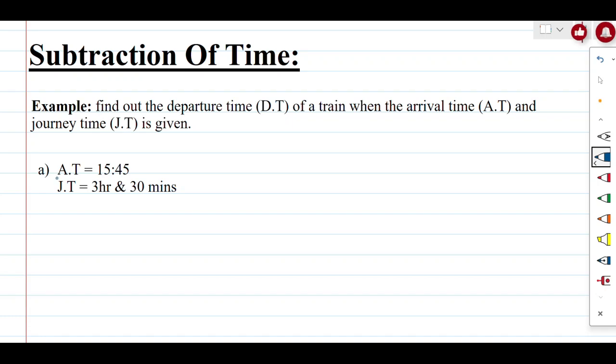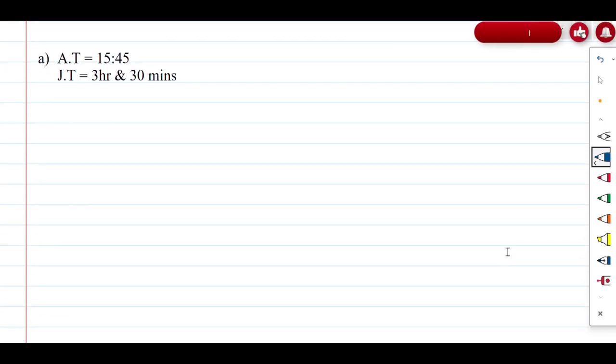For part A, let's say the arrival time is 15:45 and the total journey time is 3 hours and 30 minutes. We need to figure out the departure time, at what time the train leaves the station. So we need to subtract 3 hours and 30 minutes from 15:45 to get the departure time.